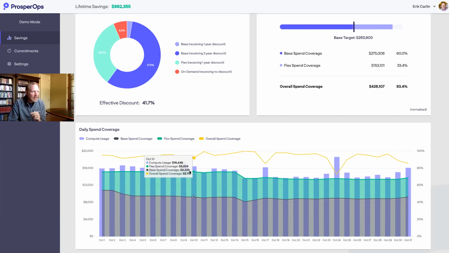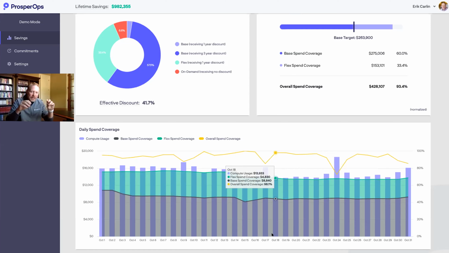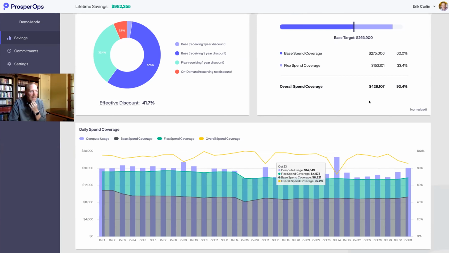And so you can see here when usage drops, the green line drops. When usage drops, the green line drops. You can see it goes up a little bit, down. It goes up a little bit here, down. It goes up on the last day of the month. And so our service is always watching, continually calculating, and then real-time executing this flex layer in order to cover them. And again, our target is 95%.